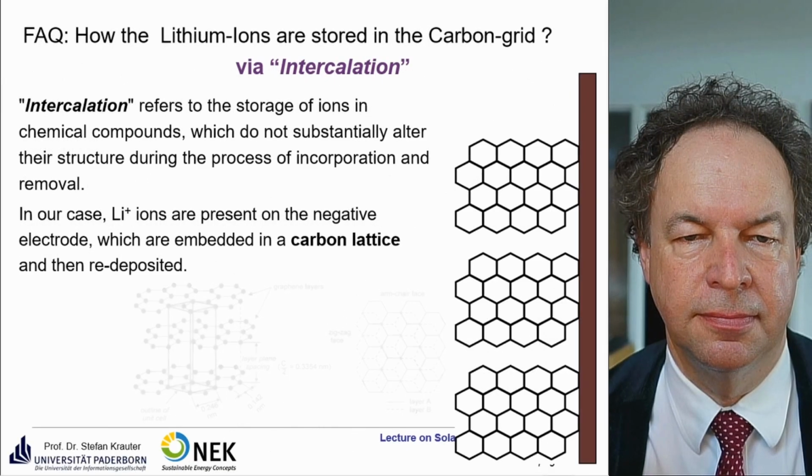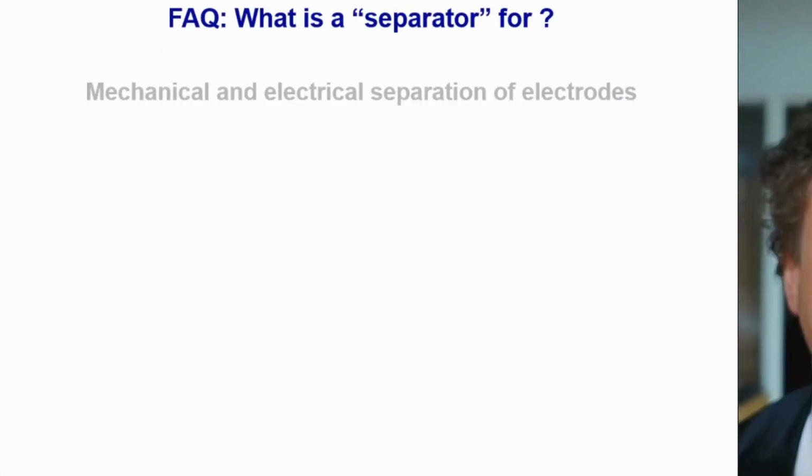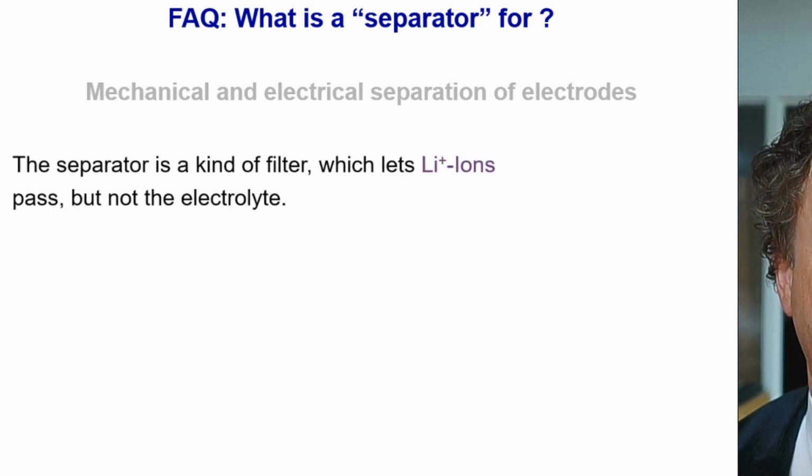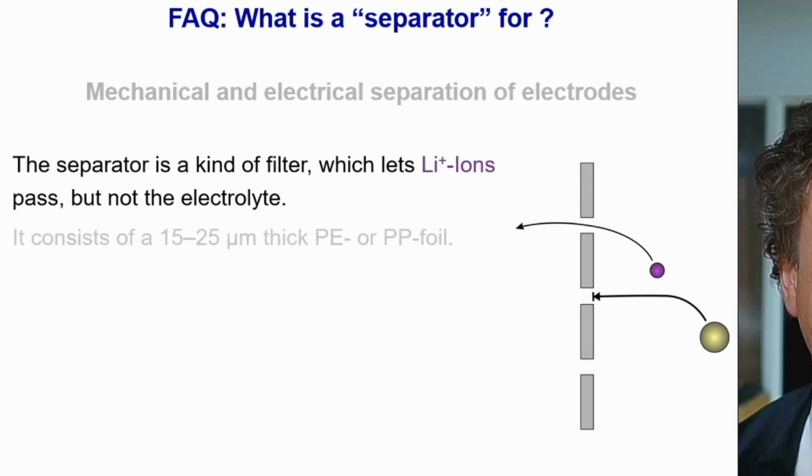What is a separator for? It serves for the mechanical and electrical separation of the electrodes. So it's a kind of filter which lets a lithium ion pass, but not the electrolyte. You see that, so the other atoms cannot pass, only the lithium ions.